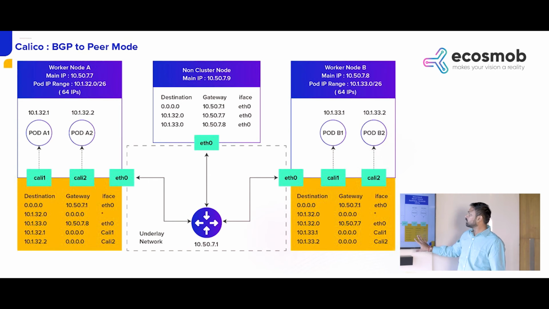And one good thing over here, look at the non-cluster node. Let's say there is a non-cluster node which wants to reach a particular pod. So Calico also manages the routes for that as well. So here you can see that this range 10.1.32.0, which is worker node A, and 10.1.33.0, which is worker node B, is assigned to ETH0, and these are the fixed IPs assigned over there. So basically, without having any kind of additional layers of an overlay network, each and every node can directly reach the other node without any kind of additional layers or complexities.